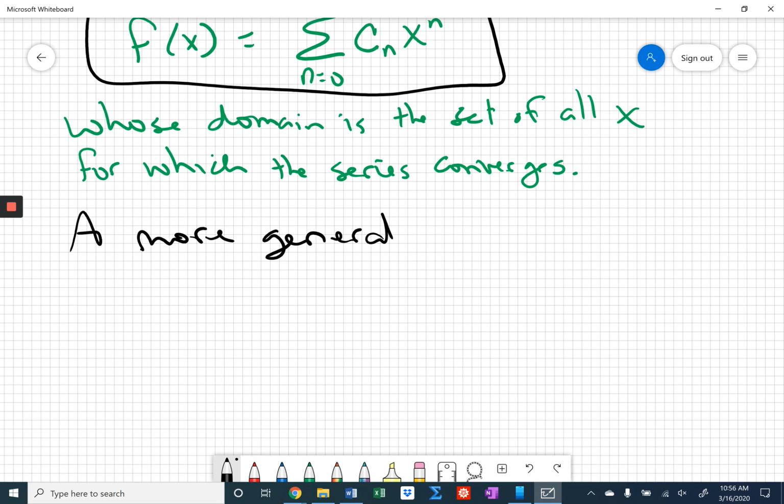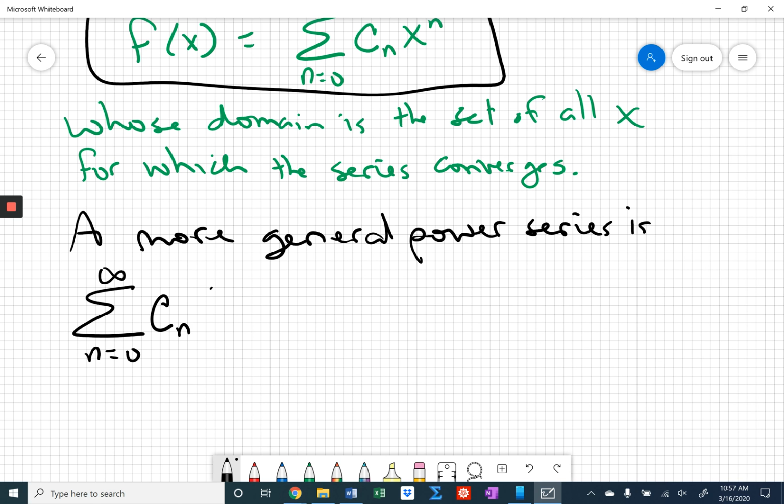So we're going to do this in a more general way. A more general power series is the sum from n equals 0 to infinity of c sub n times (x minus a) to the power of n, which of course is going to be c sub 0 plus (x minus a). Whoops, that's not true. Forgot c sub 1 on there.